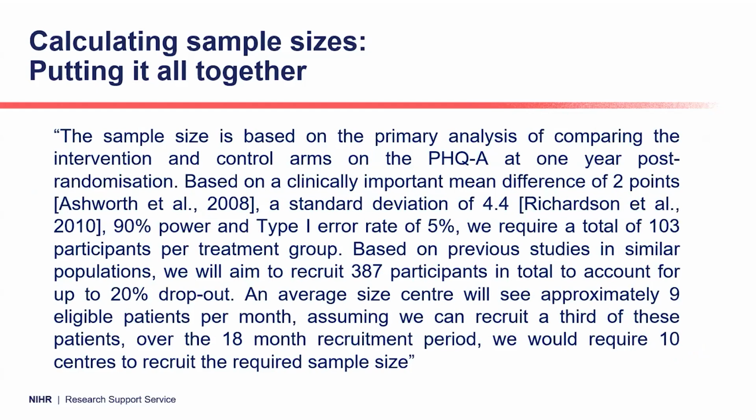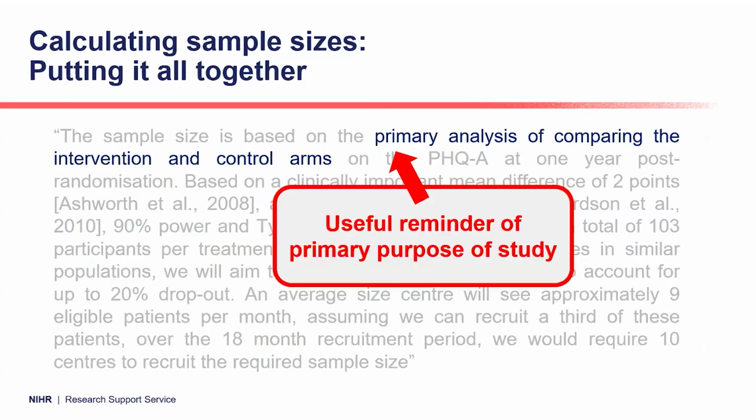I'll start to highlight certain areas in this paragraph to point out the most important aspects. So, first of all, you need to remind the panel about your primary objective. In this case, comparing two intervention arms to the control arm. Control arm, singular, one control arm.